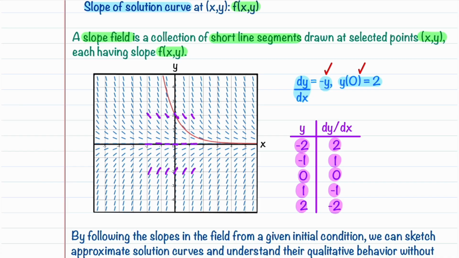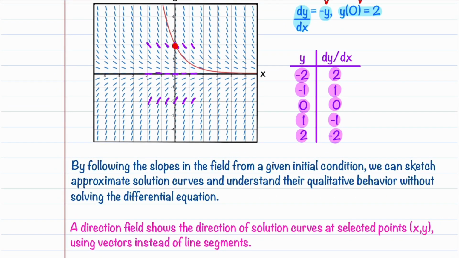Let's plot x is 0, y is 2. That's our point right here. And then you can see that we have a solution curve drawn that follows those slope fields and passes through that point. You can see from the graph that we can understand the qualitative behavior of our solutions without even solving the equation.